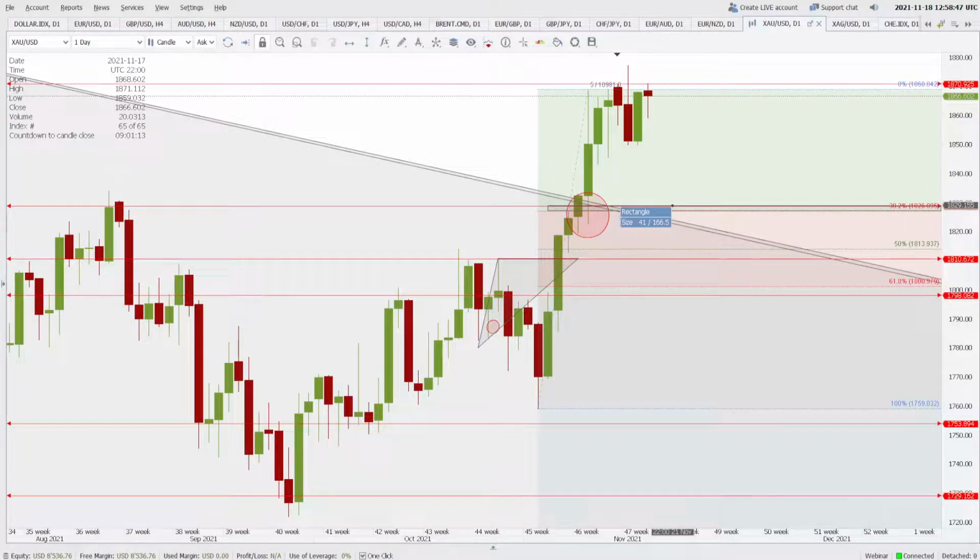If I get a chance to buy this at 1828 to 1830 levels, I think that will be a very good opportunity to go long in gold.